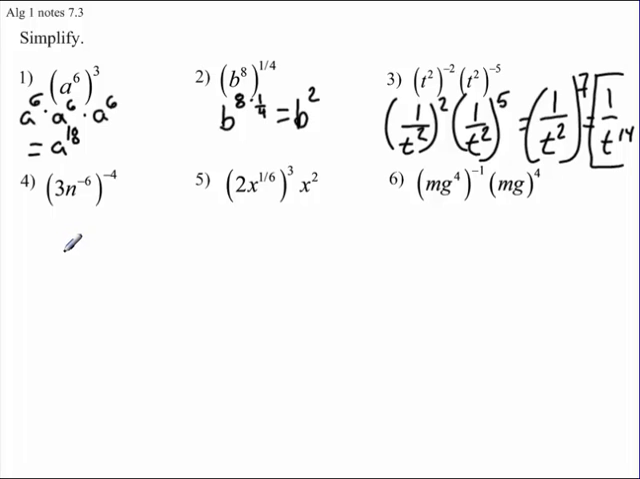Number 4. Remember, this is the same as saying 3 to the negative 4 n to the negative 24. Powers of powers. We know that every number that doesn't have an exponent has a 1. 1 times negative 4 is there. So 1 over 3 to the 4th and 1 over n to the 24th.